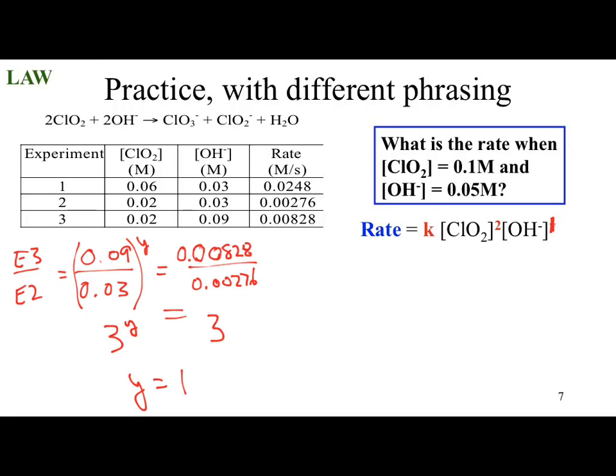Okay, so to solve for the rate constant, we can set up an equation. We can pick our rate over the concentration of ClO2, what? No, just ClO2 squared, concentration of OH minus to the first power. Which experiment do we pick? Any one of them we want. We'll get the same value for the rate constant.